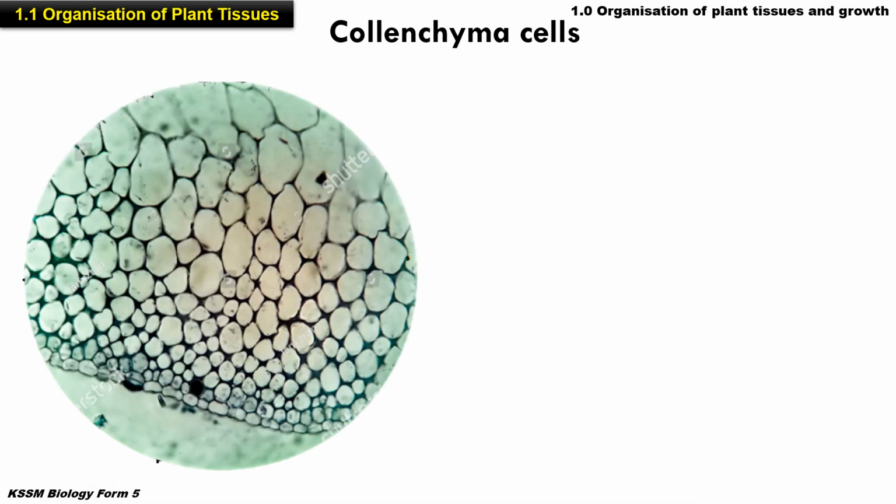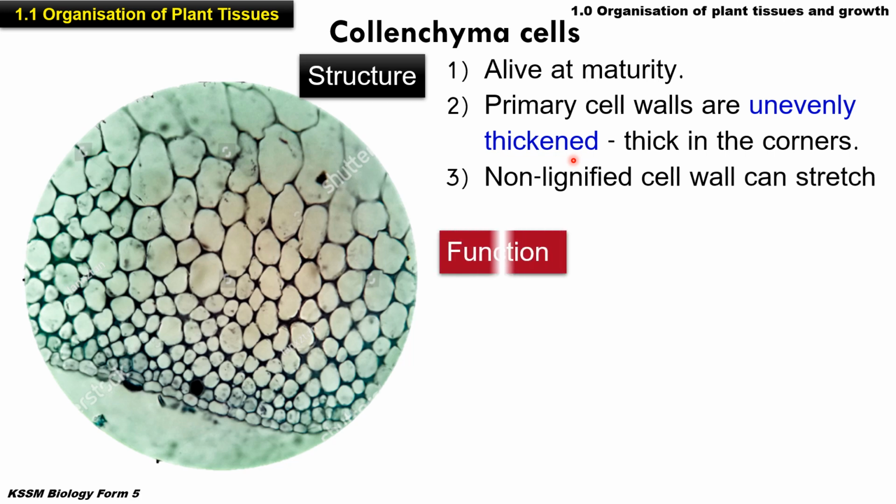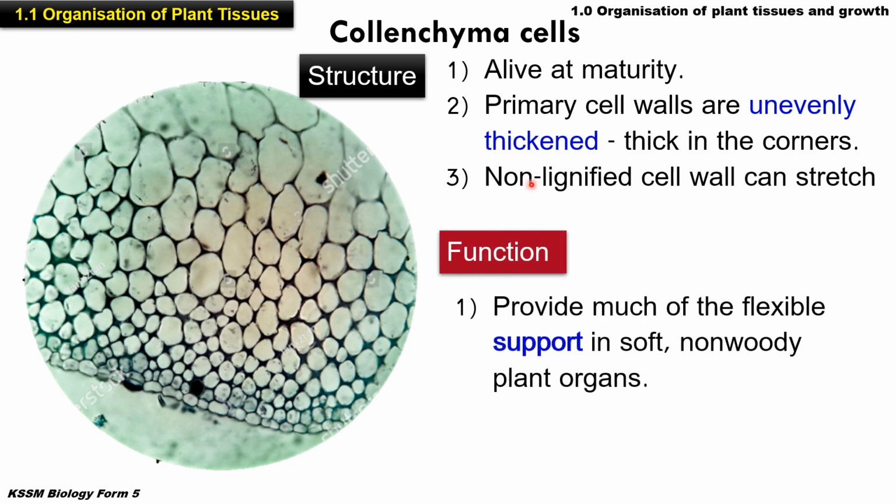Okay, next. Second one, collenchyma tissue. So, you nampak ada tebal, ada nipis. Okay, the structure alive at maturity. Primary cell wall are uneven thickened. Okay, it will thick in the corners. Function, it provides flexible supports. Okay, because they're uneven thicker, so they are the flexible support in soft non-woody plants organ.